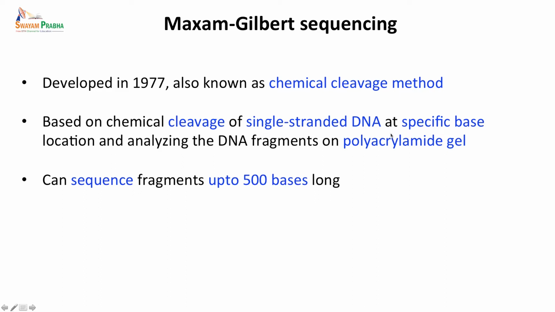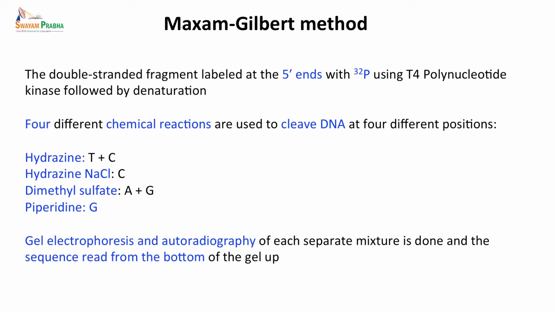So this uses a single-stranded DNA, and the chemical cleavage can be made at specific bases in the DNA. And therefore, you generate a number of DNA fragments. Now, these fragments are run on a polyacrylamide gel, and these used to be long gels on which the DNA samples can be separated. Then these fragments needed to be read in order to assemble the sequence, and all that was done manually. This method could sequence fragments which were up to 500 bases long, but longer fragments became very tedious to do with this method. So let's have a look at this method a little bit more carefully.